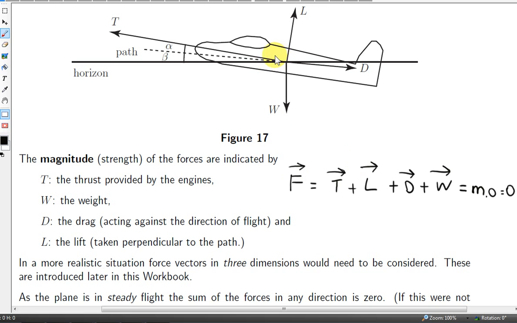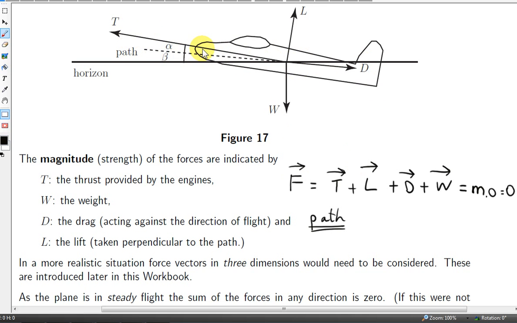That means if we take the components of these forces in any particular direction, the sum of the components of these forces in that direction will be 0. It doesn't matter what direction we take. The sum of the components of the forces in that direction will be 0. Now we are going to consider the components of the forces along the direction of the path of the plane.